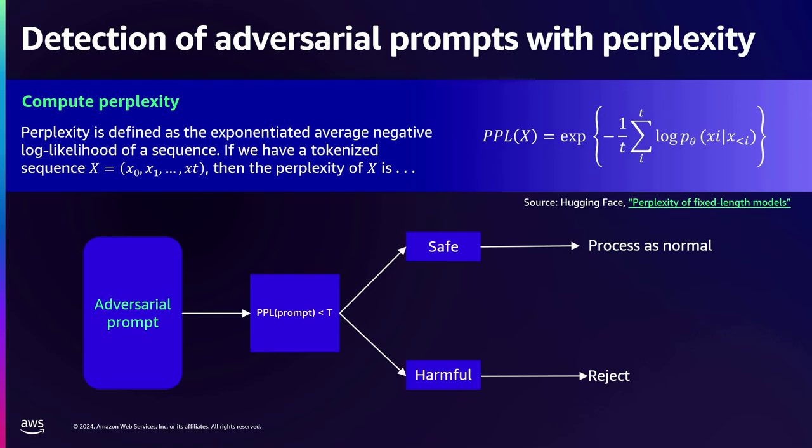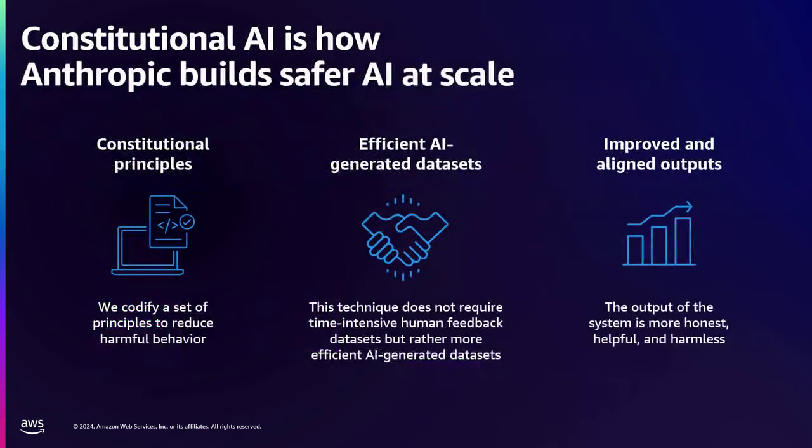And if it's that, then we want to process it as normal. If it classifies as harmful, then we want to reject it. Now you can do different kinds of prompt engineering with your application, but you also need to make sure that you have a good model running behind it.